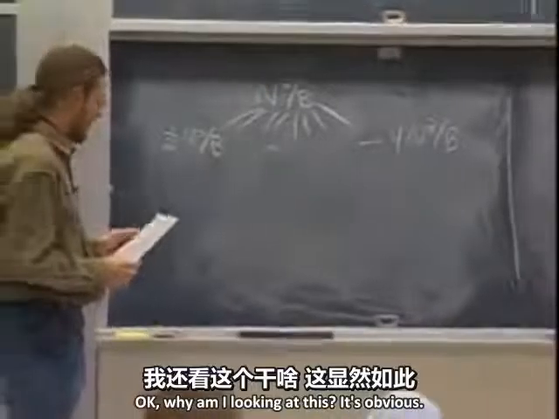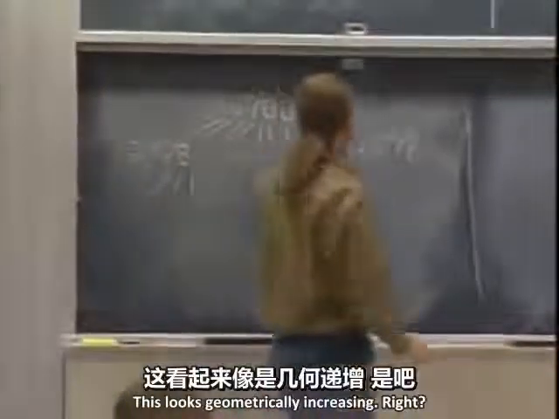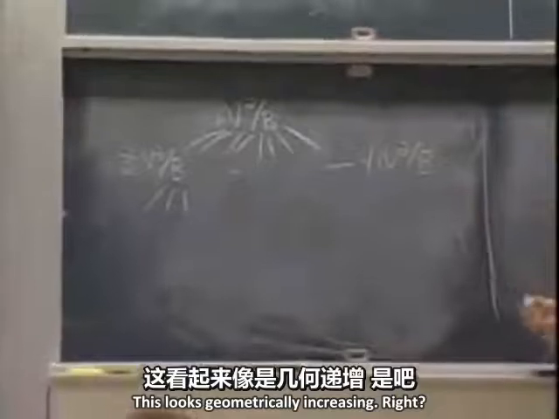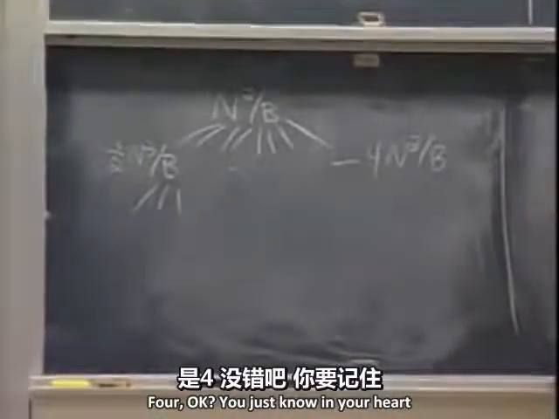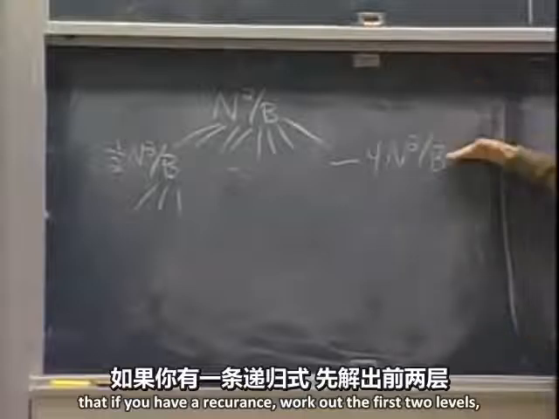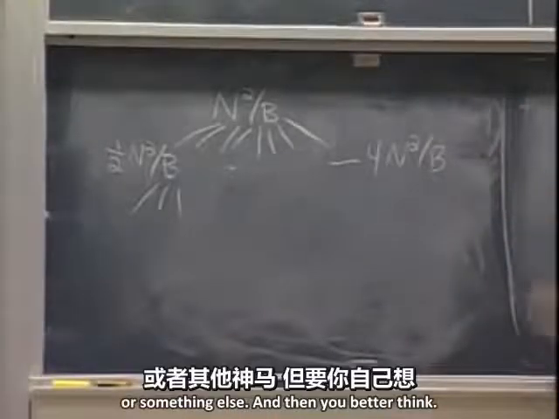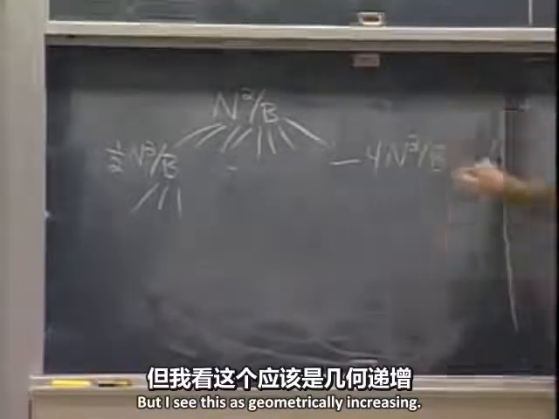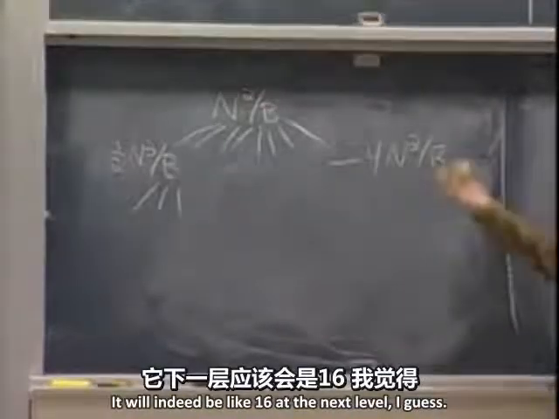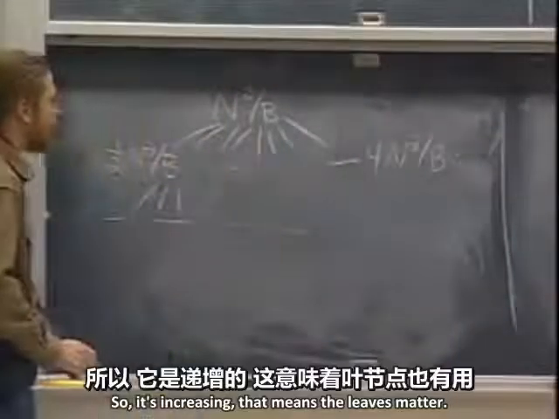Okay. Why am I looking at this? It's obvious. Okay, so we keep going. This looks geometrically increasing, right? 4, okay? You just know in your heart that if you have a recurrence, you work out the first 2 levels, you can tell whether it's geometrically increasing, decreasing, or they're all equal, or something else, and then you better think. But I see this is geometrically increasing. It will indeed be like 16 next level, I guess. Okay, it should be. So it's increasing.